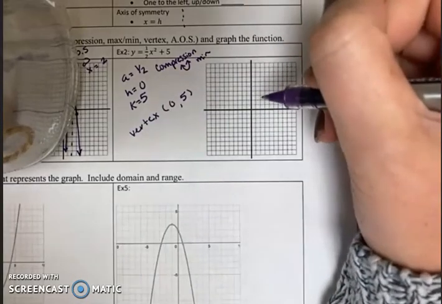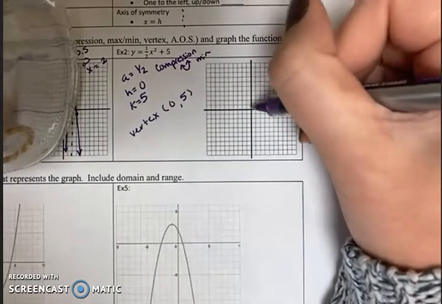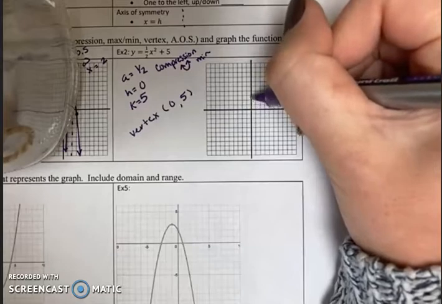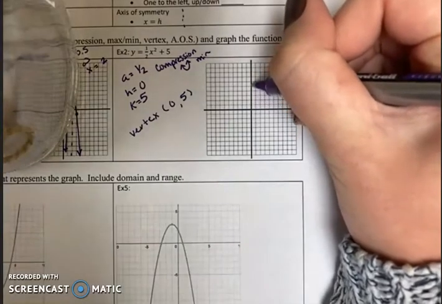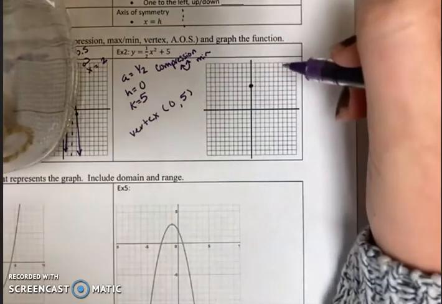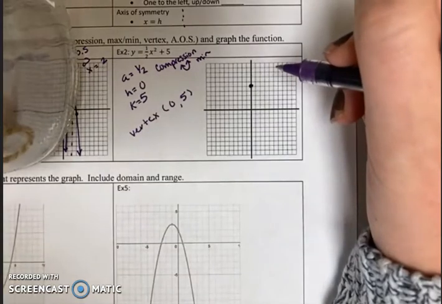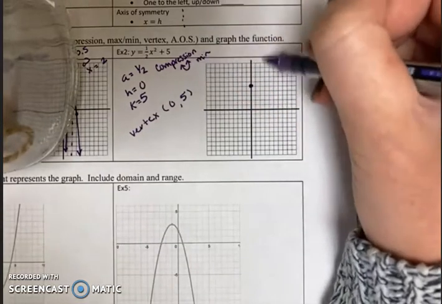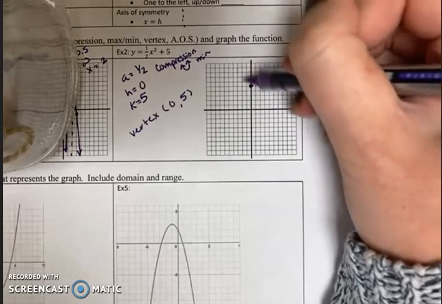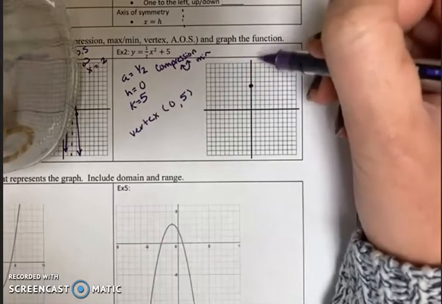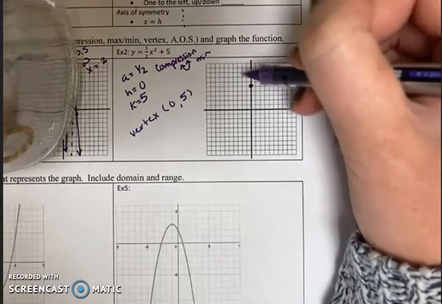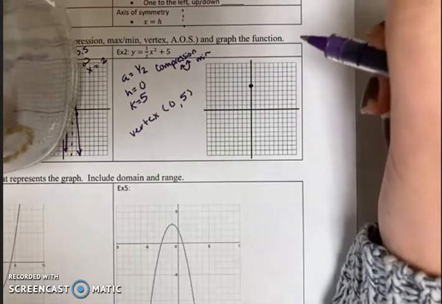I'm going to plot my vertex first. 0, 1, 2, 3, 4, 5 is right here. I know it's supposed to open up, but again, instead of just drawing a random parabola, I need to plot at least 3 points, giving me the shape of the graph.